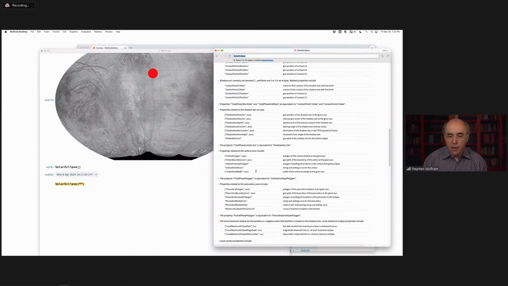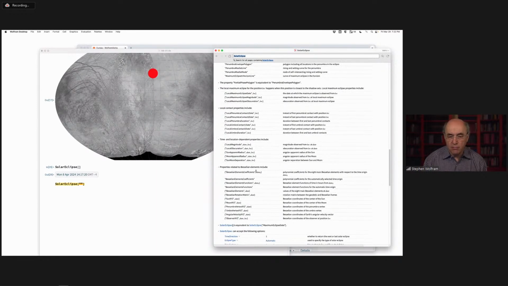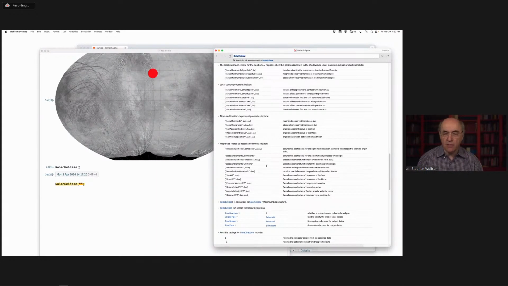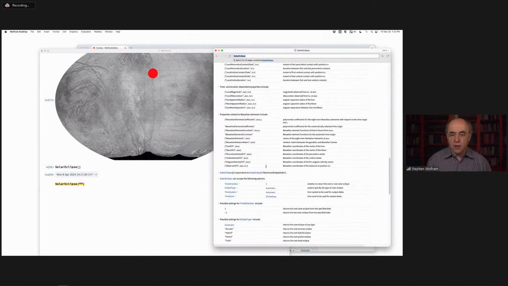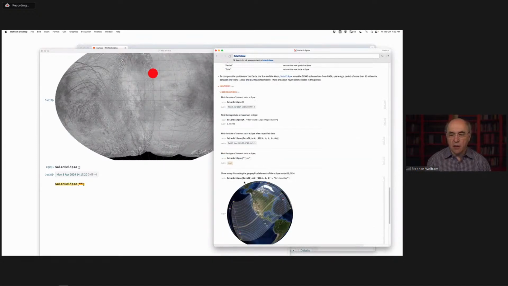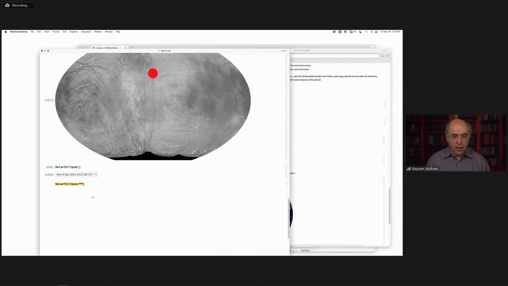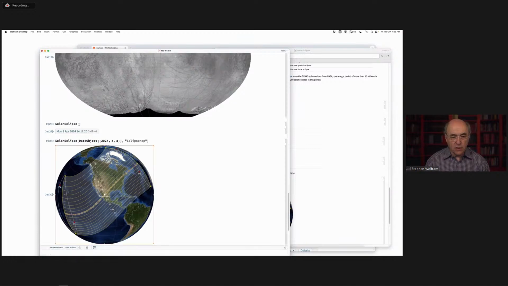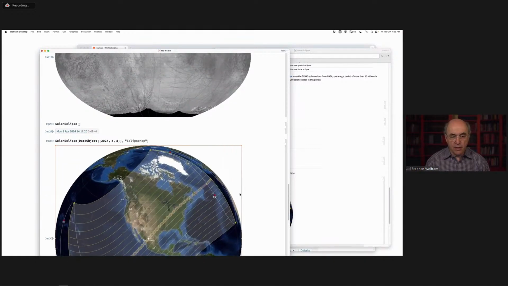Oh gosh, there are many, many, many things one can compute for the solar eclipse. And here, for example, let's just do this. This is the upcoming eclipse. We can compute this eclipse map. There it is, showing different places.